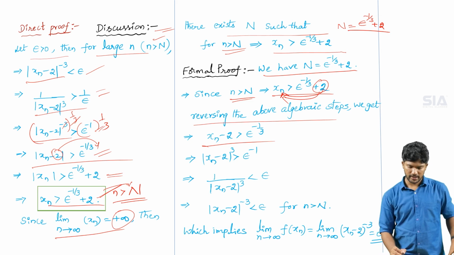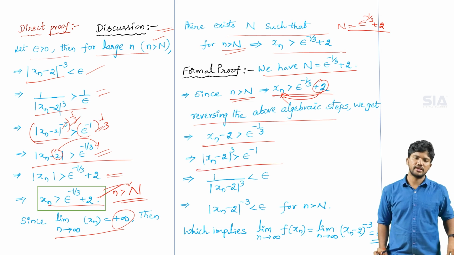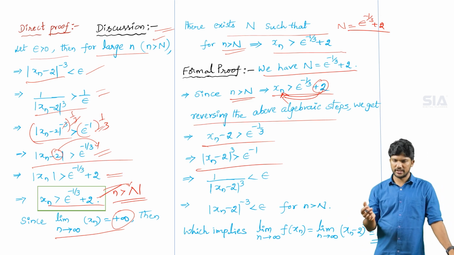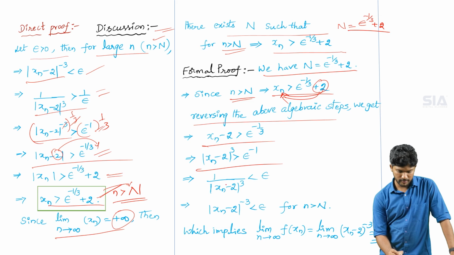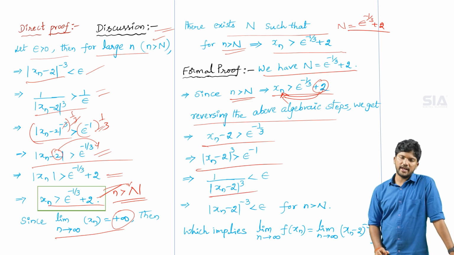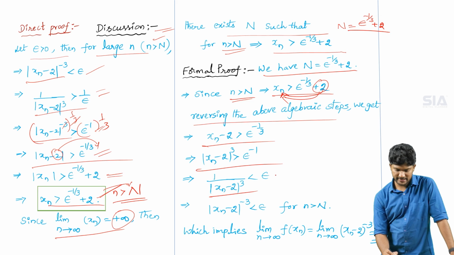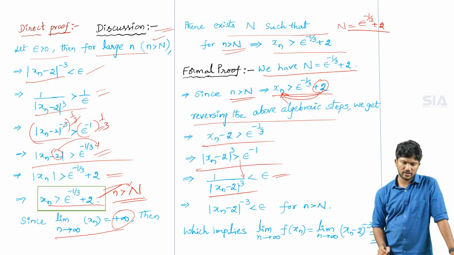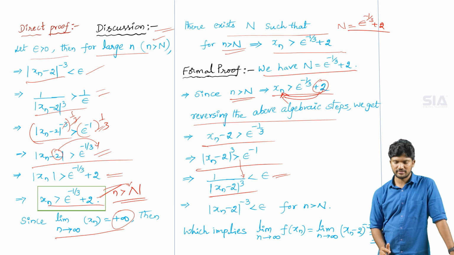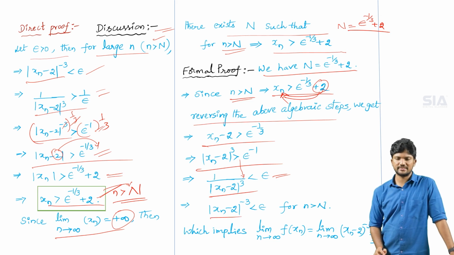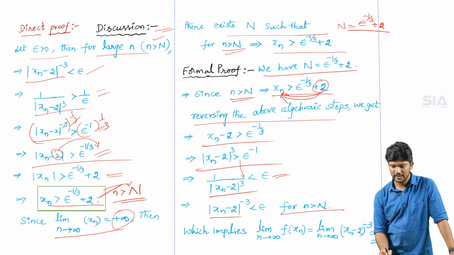1 by 3. Next by taking that cube root, so therefore xn -2 whole cube greater than epsilon power minus 1. Why? Because in the RHS 3 will get cancelled. Next, if you do the reversal, you get 1 by mod xn -2 whole cube less than epsilon. Here the greater than symbol becomes less than when you do the reversal process. Then next to mod xn -2 whole power minus 3 less than epsilon for small n greater than capital N.